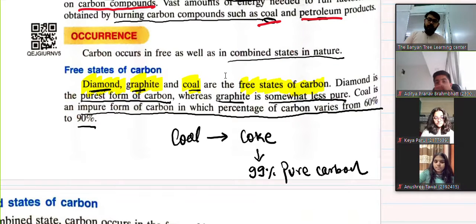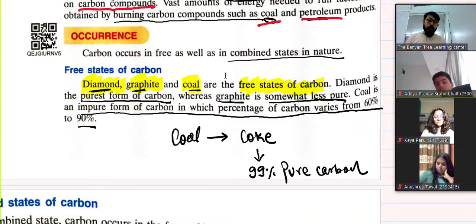So let us start this chapter with the free states of carbon. There are three major free states of carbon: diamond, graphite and coal. Diamond and graphite both are considered to be the purest form of carbon, out of which diamond is the most pure. Graphite is somewhat pure, a little less pure. But coal is an impure form of carbon, in which carbon can be between 60 to 90%.